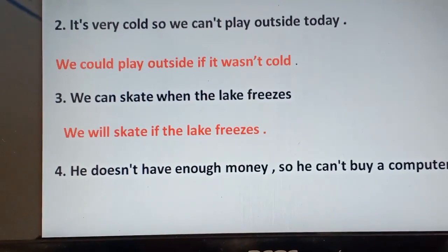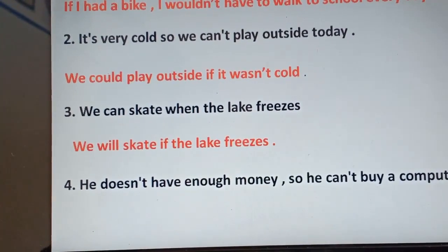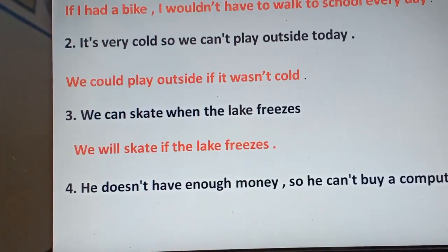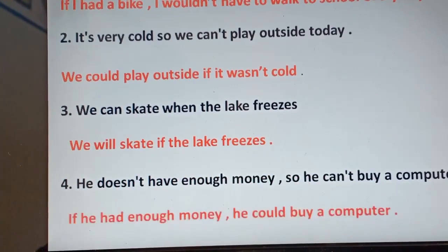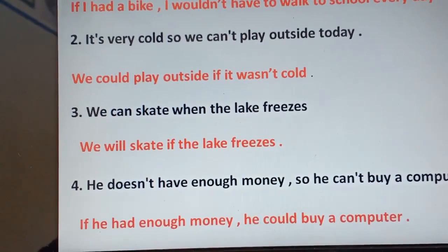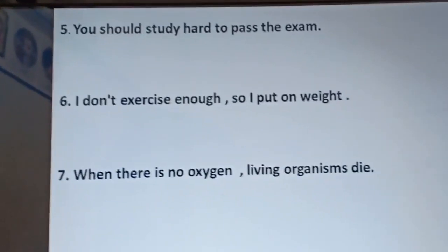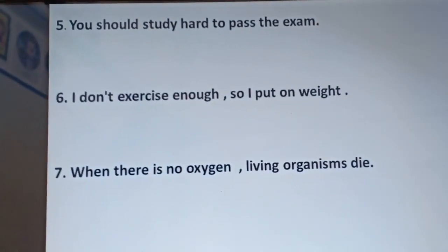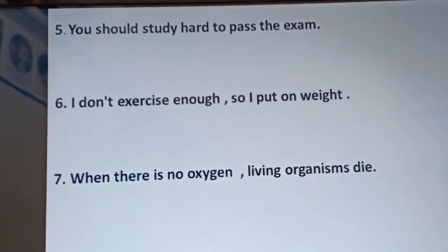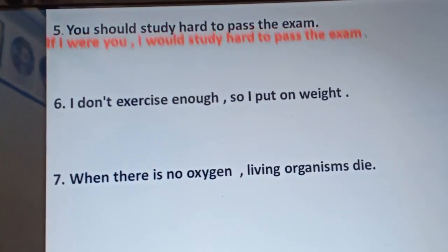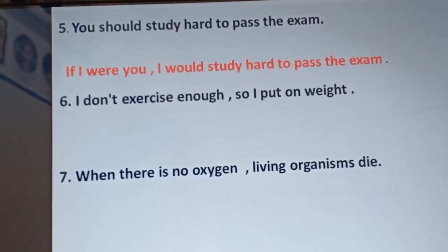Number 4, he doesn't have enough money, so he can't buy a computer. Again, we'll use if type 2 to wish for something different. If he had enough money, he could buy a computer. Number 5, you should study hard to pass the exam. Again, should, so this means I'm going to use if I were you. If I were you, I will study hard to pass the exam.